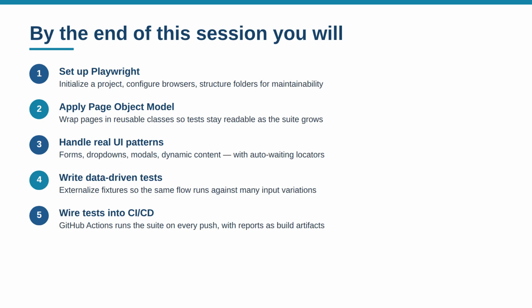Handling real UI patterns, forms, dropdowns, modals, dynamic content, with Playwright's auto-waiting locators, no sleep statements, no fragile timing hacks that fail on a slow CI machine. Writing data-driven tests means externalizing your fixtures, so the same test flow covers many input variations from a single JSON file. One function, many scenarios. And wiring tests into CI/CD means GitHub Actions runs your suite on every push. If a test is not running in CI, it is not protecting the product.